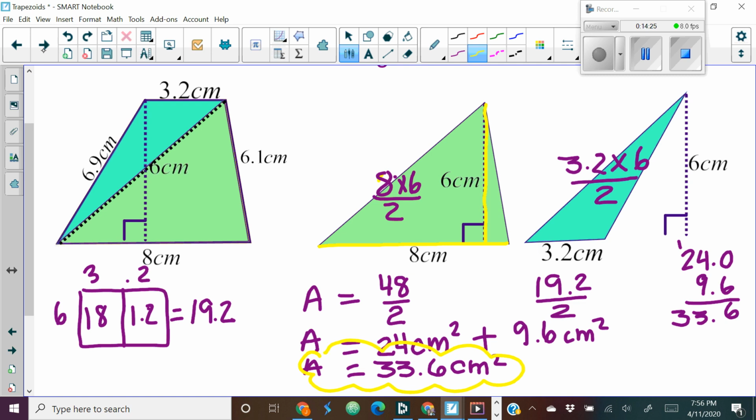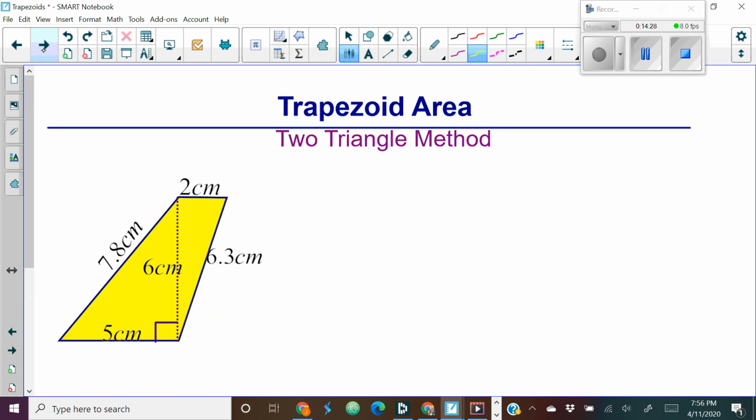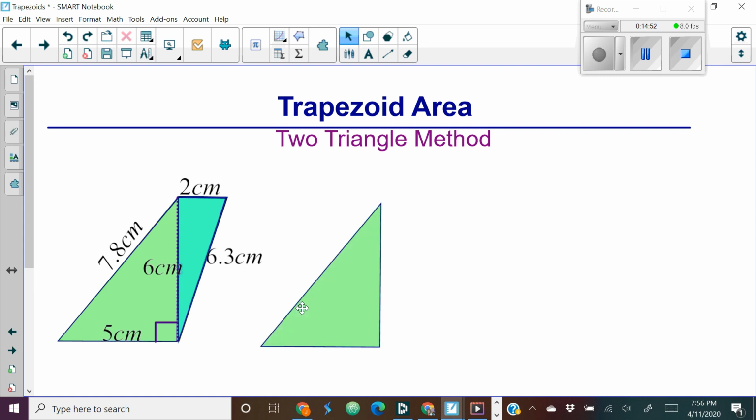So let's have you look at this fourth one. Maybe pause the video and try it yourself. So we're going to do the two triangle method. Hopefully you've tried it by yourself. And I bet if you study this, you'll see there's two triangles here, the green one and the blue one. So as long as I can find the area of the green triangle and add it to the area of the blue triangle, I can find the area of the trapezoid.